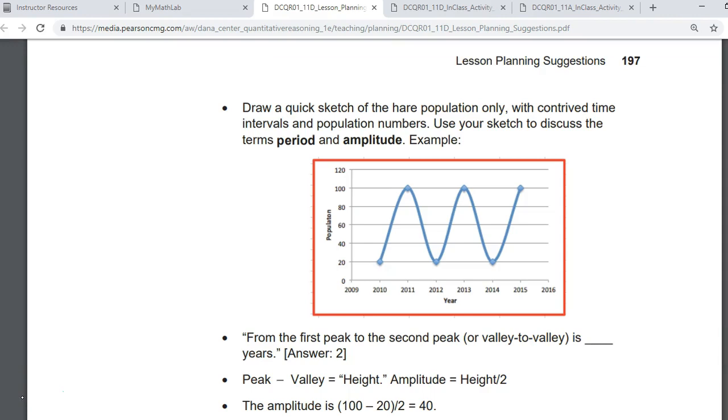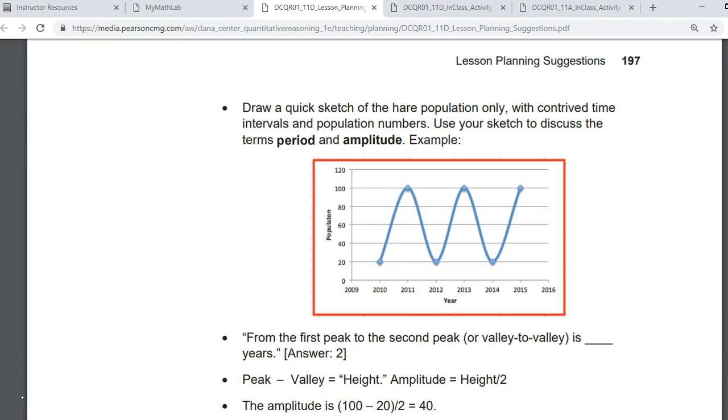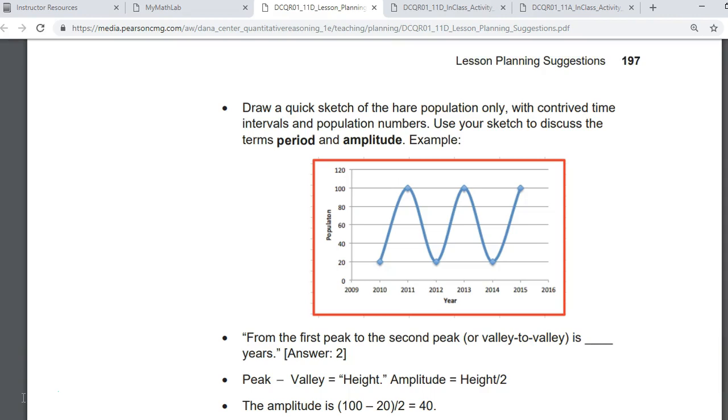So hit pause, get a couple of words off this page: period, peak to peak or valley to valley, and amplitude, where we take the true height from top to bottom and divide by 2, or if you want to see it differently, we'll take the height number minus the bottom number and then divide by 2. Write these notes down for your homework, and this finishes lesson 11D.